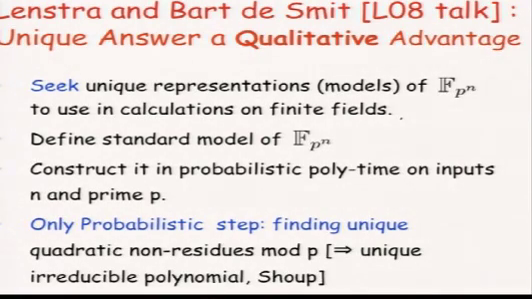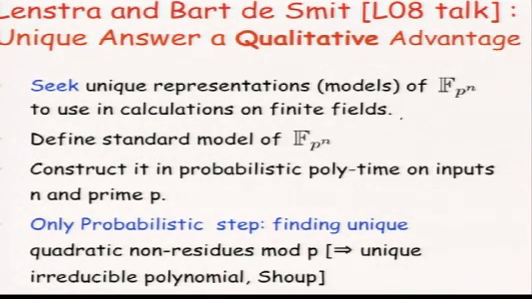Lenstra made this point, that this unique answer, this property of the deterministic algorithm, is really a qualitative advantage of the deterministic algorithm. The work was in the context of what they were looking for, a unique representation of a finite field with p to the n elements to use in calculations. And in fact, they defined something called the standard model of F_{p^n}, which is a unique model, but it has some extra properties. Now, it's well known that in order to come up with such a representation, if you had a unique irreducible polynomial, that corresponds to having a unique model for F_{p^n}.